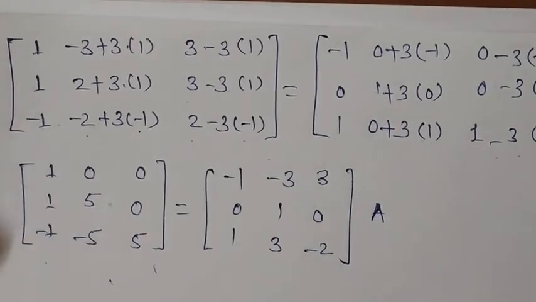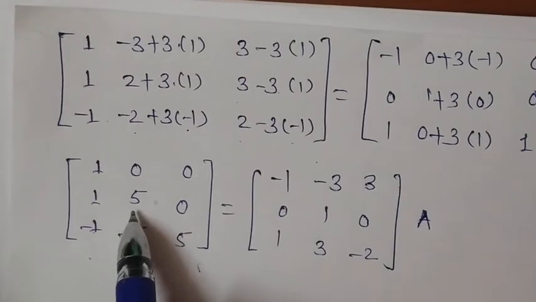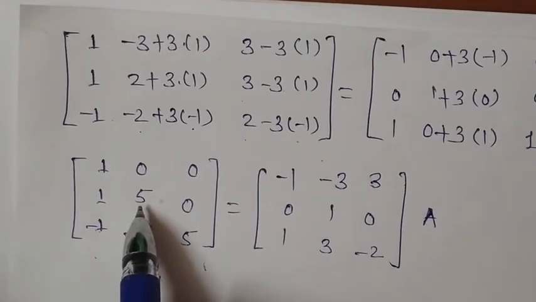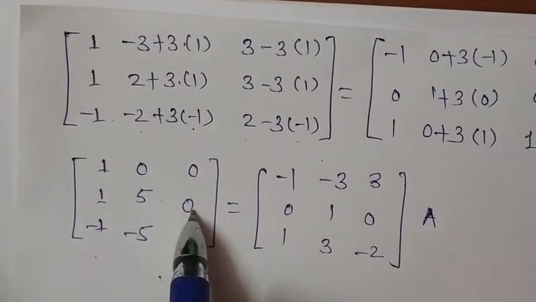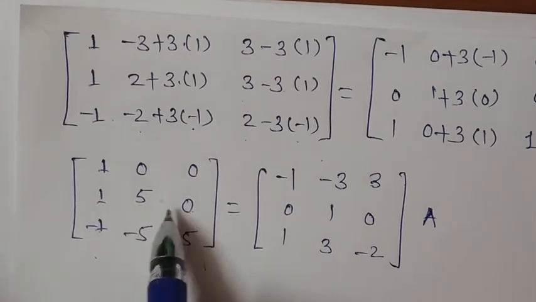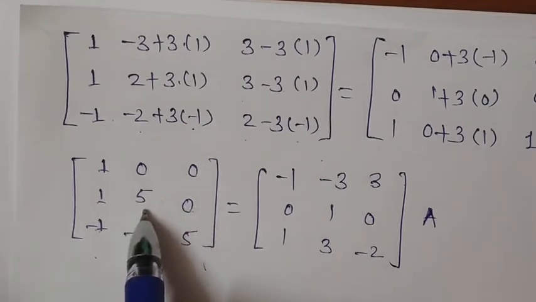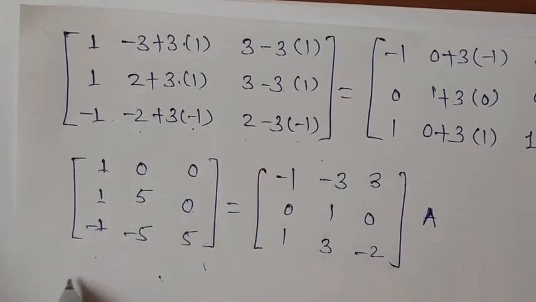Now the third step is what? Convert this number to 1. Now it will be what? Interchange with this, but here there is no 1. Add or subtract, this is not possible, because adding or subtracting 0 is not possible. So the third step is what? Divide by the same number.